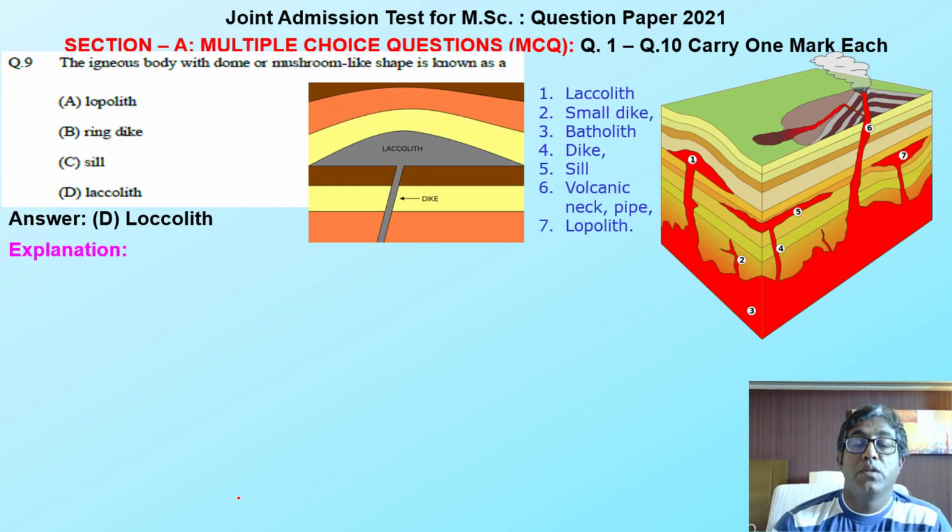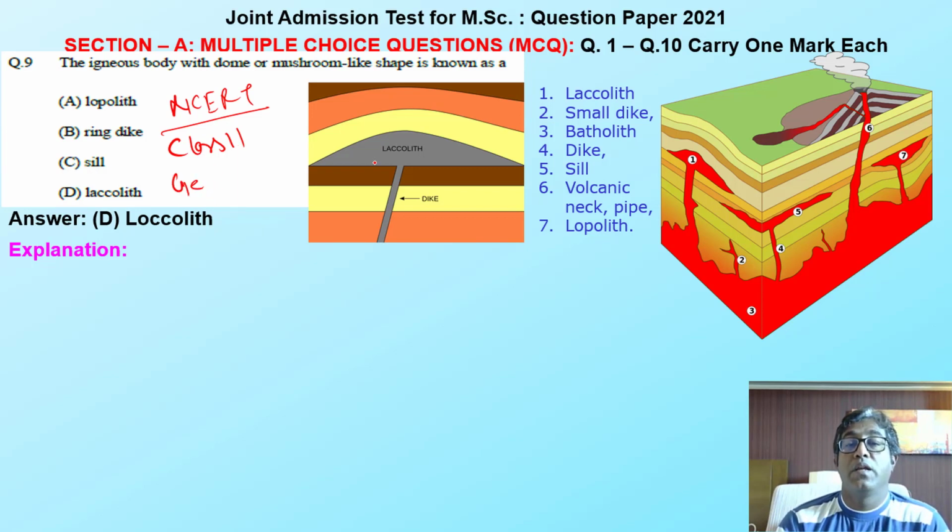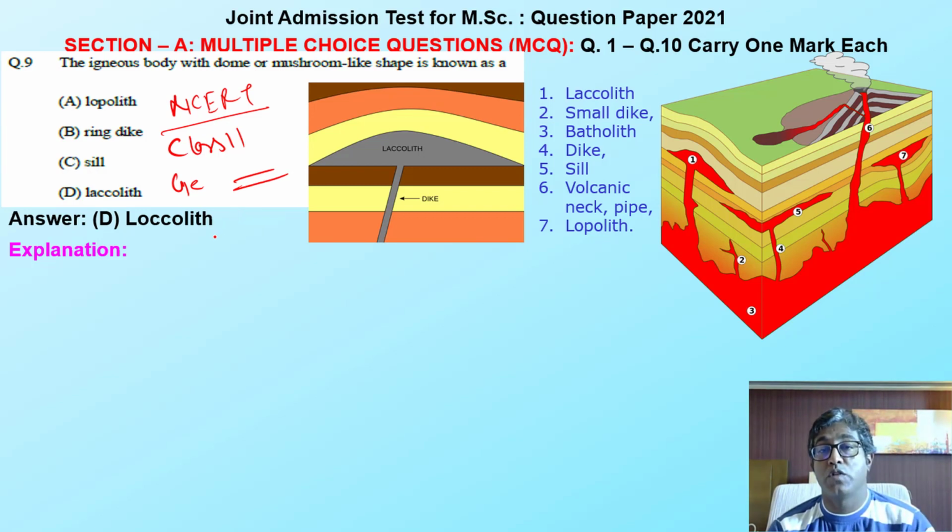Moving to the next question. If you want to answer this question, go to the NCERT class 11 geomorphology or physical geography book. There is one chapter dedicated to igneous bodies. You can go and read that chapter. It will help you grasp the concepts related to volcanic and igneous bodies.